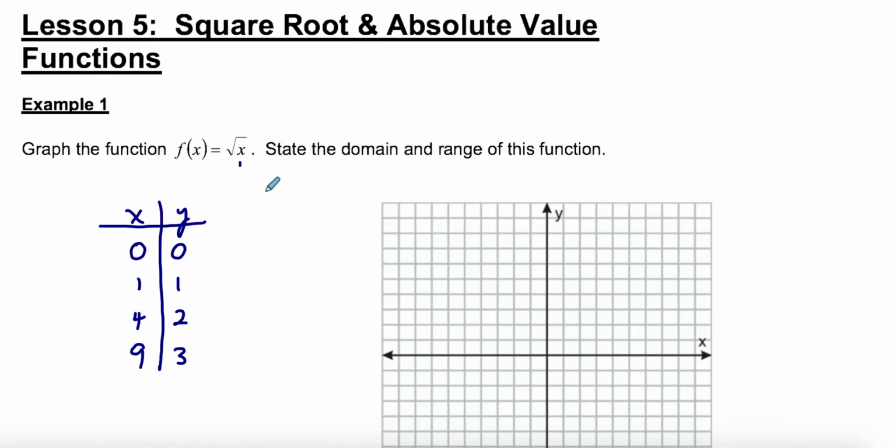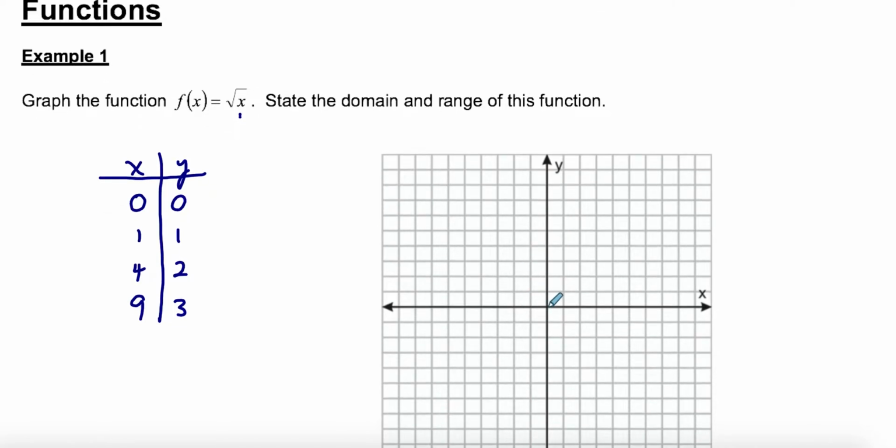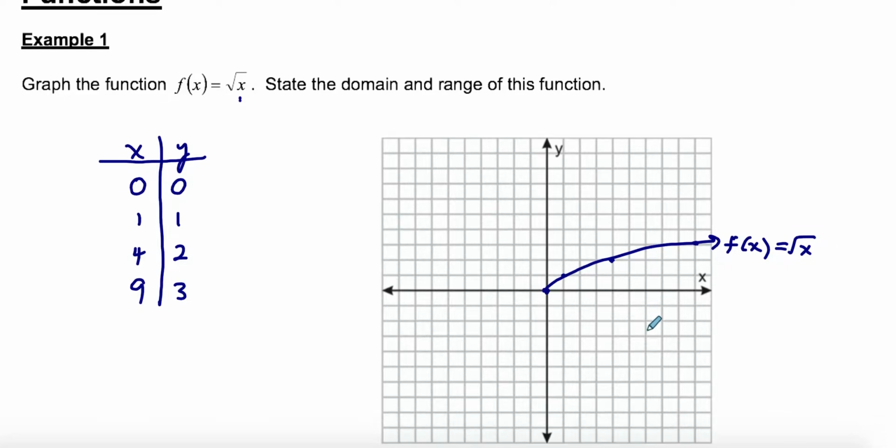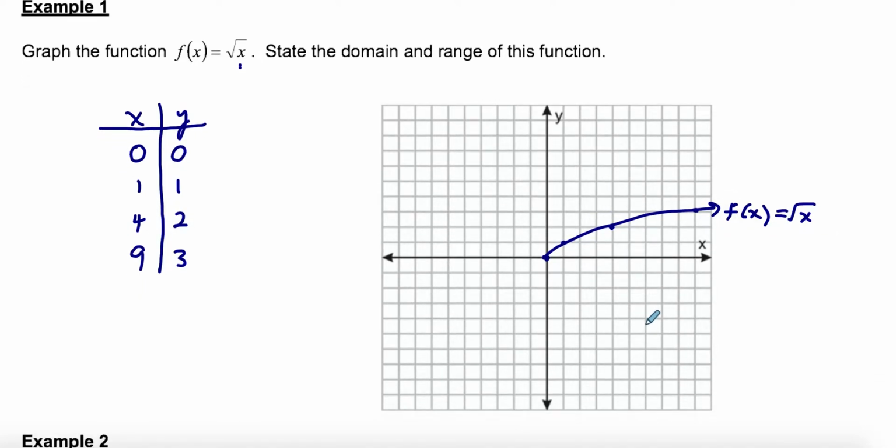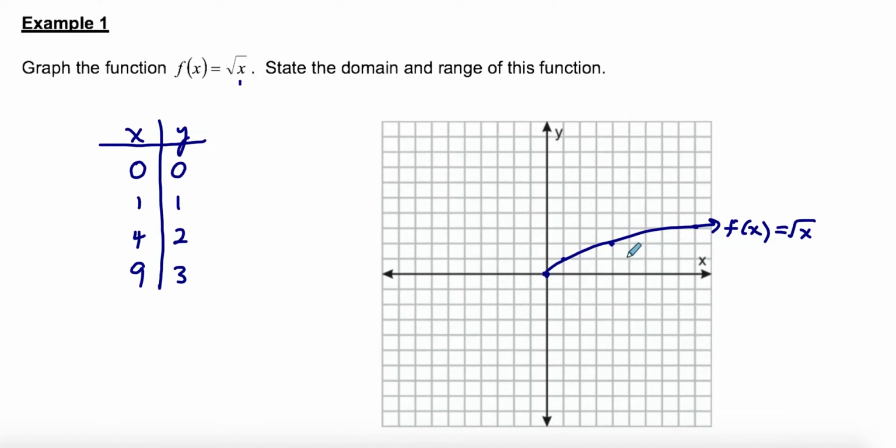This is our root function. We're going to graph it and then state the domain and range. So there is our root function. We haven't talked yet about what the domain and range would be.